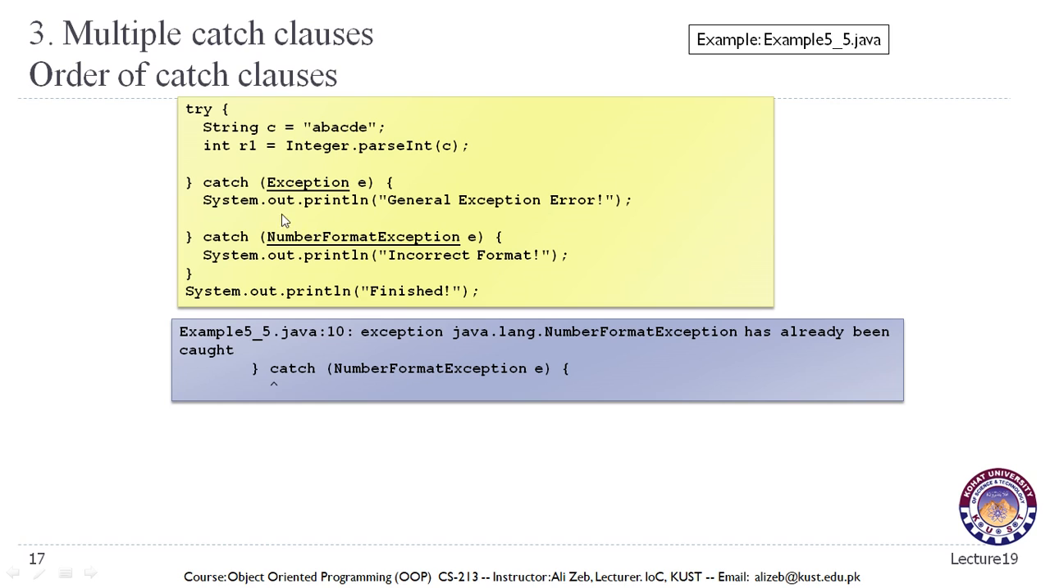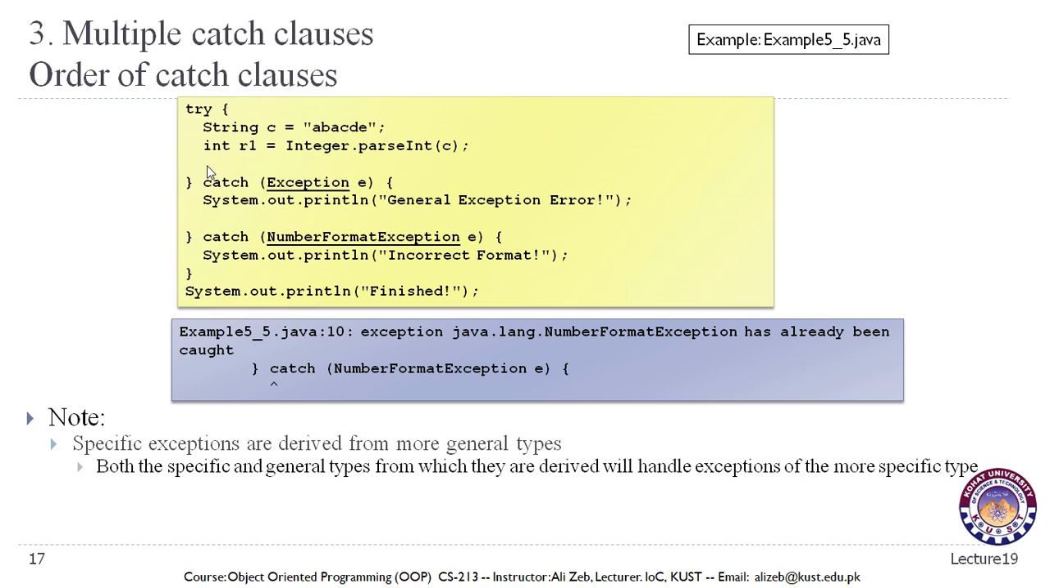So if we are using the order of the catch clauses in such a way where a superclass comes before our subclass in the hierarchy or in the order, then the superclass will catch that exception, and we will not be able to get to the code that is handling the exception using the subclass. So the points to note over here are: specific exceptions are derived from more general types. The number format exception is a specific exception that has been derived from the general exception class. Both the specific and general types from which they are derived will handle exceptions of the more specific types. And the reason for that is, since an object of this subclass will be an object of the superclass, this catch block that is executed first will handle that exception before even reaching the next catch block.